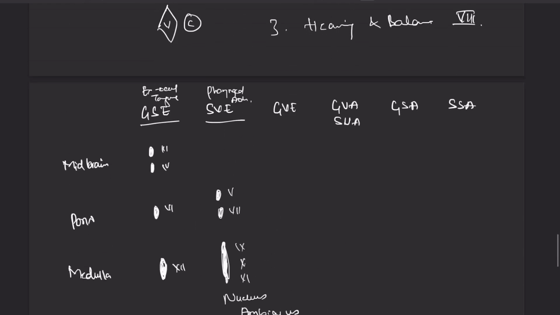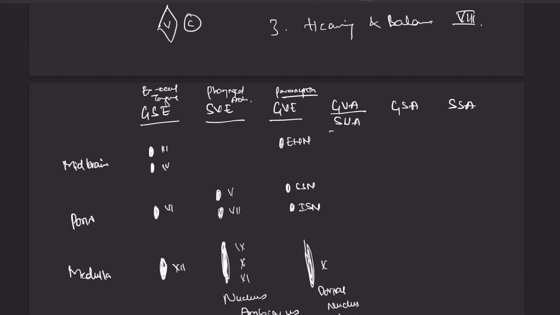Now coming to the GVE, it is the parasympathetic, which supplies the smooth muscles and the glands. This is the Edinger-Westphal nucleus, that is the third cranial nerve. Next is the 7th cranial nerve, superior salivatory nucleus; 9th cranial nerve, inferior salivatory nucleus; and the next is the dorsal nucleus of vagus.